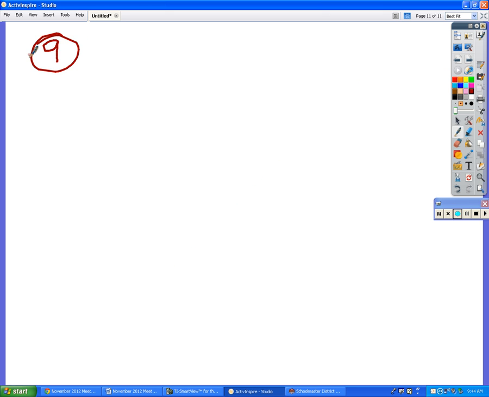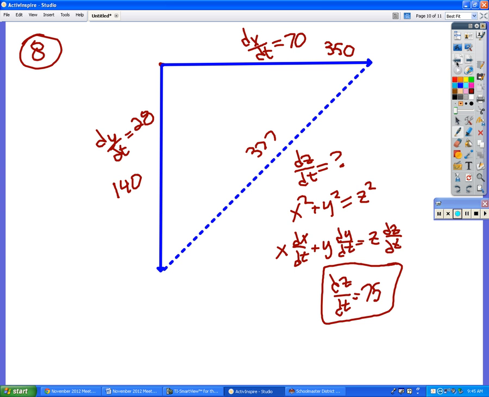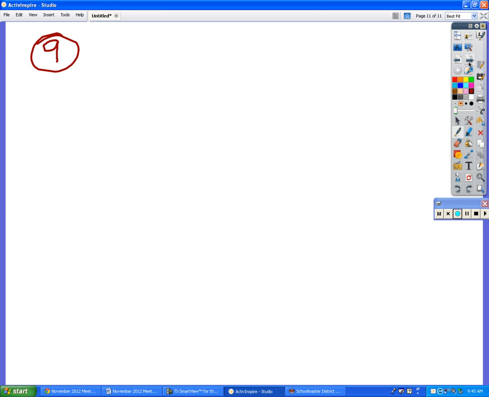Rounded to the nearest hundredth, it said on the problem? Okay. So you got 75 point what? 38. Now, if it said rounded to the nearest hundredth on the problem, we probably should have had this to the nearest hundredth too, but that's okay.